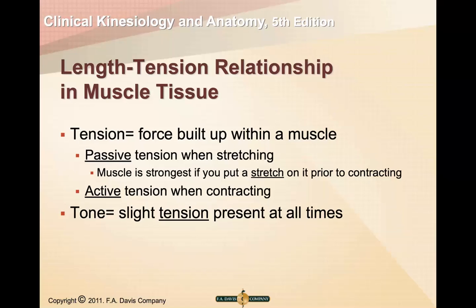That tension that you feel at the end range that you're stretching against, that's the passive tension of the muscle. Active tension on a muscle is the tension that a muscle makes when it's contracting. And tone is that slight, weak action potential that we have going on at all times, at all muscles of our body.